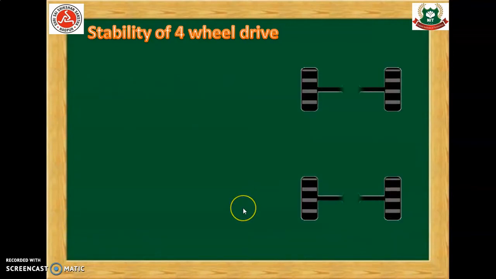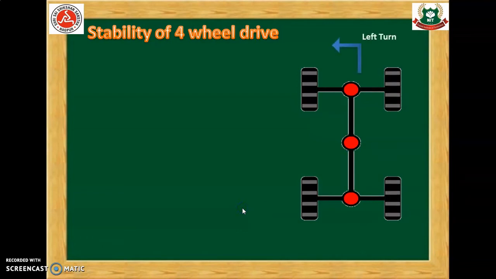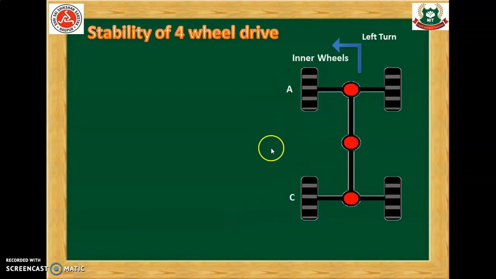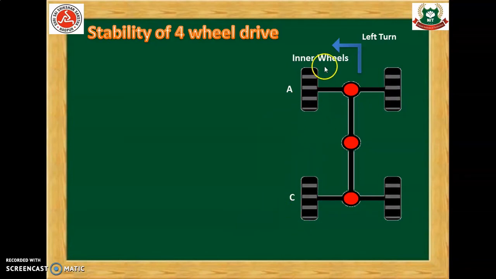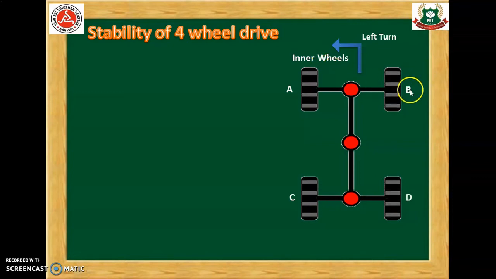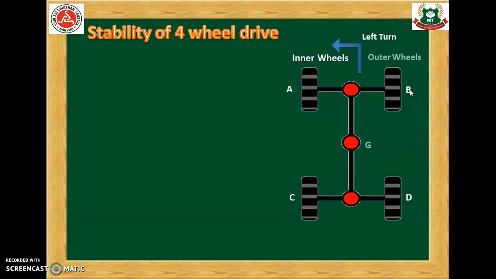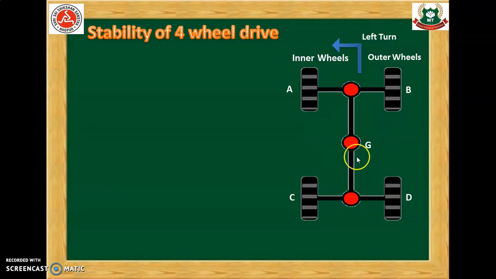Now here assume that you are traveling with some velocity on a straight path. After traveling some distance, you are going to take a left turn. Now the wheels which are on the left hand side, that is A and C, are called inner wheels, and the wheels which are on the right hand side are called outer wheels, that is wheel number B and wheel number D. And at the center of the vehicle you have the center of gravity G.